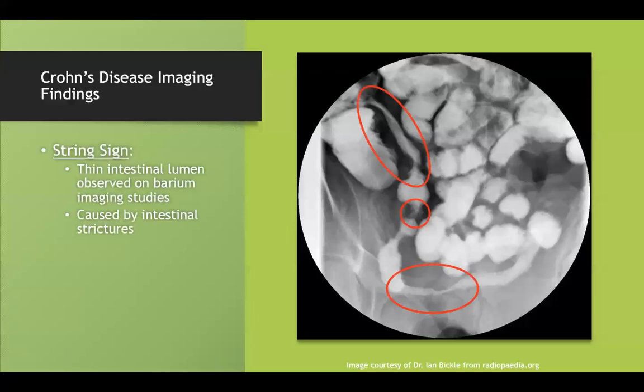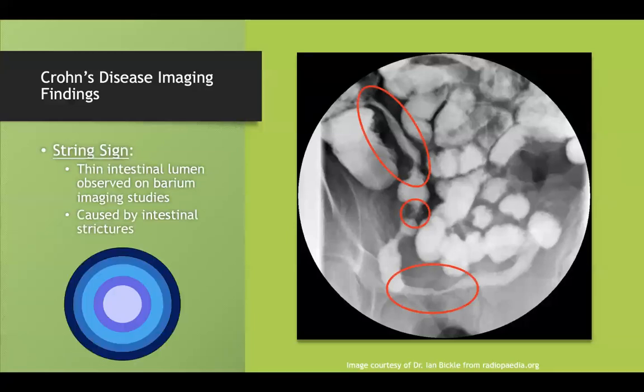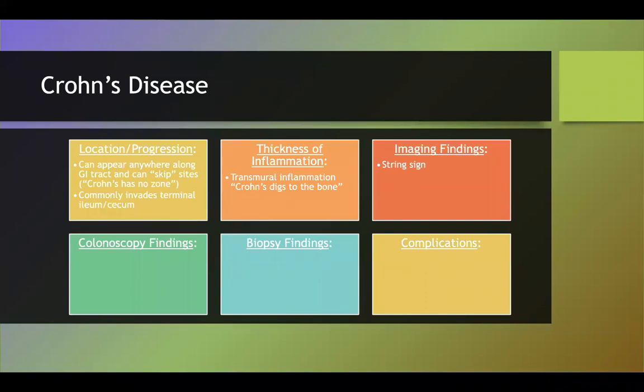And this actually happens because of intestinal strictures. So if I put up our GI tract layers again, what can happen is that if you have inflammation of all these layers, sometimes the inflammation is replaced by scar tissue or connective tissue, and that connective tissue has some contractile abilities. So that connective tissue can actually contract and bring the lumen closer together. And that's what gets you that stricture and that string sign.